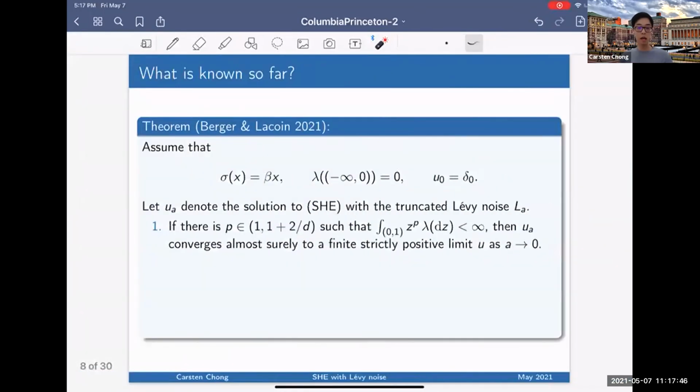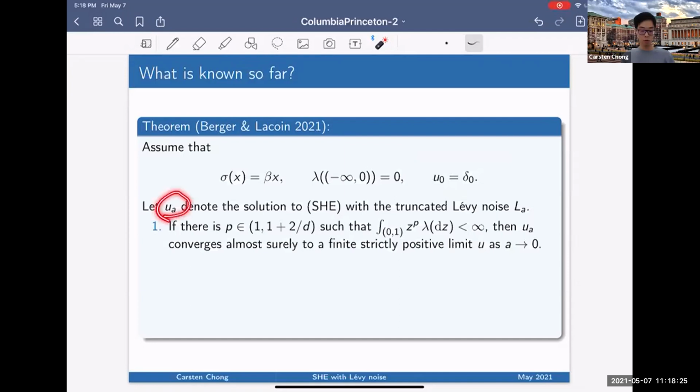The latest development was in a paper by Berger and Lacroix in 2021, so it just appeared, where they look at a special case, and that's also the special case that we are going to consider in this talk, which is the parabolic Anderson model. So sigma is a linear function. They assume we have no negative jumps, so all the atoms that you get are positive. That in particular implies that also the solution will be strictly positive, or at least non-negative. And the initial condition is the Dirac delta. Okay. Now what they were able to prove is the following.